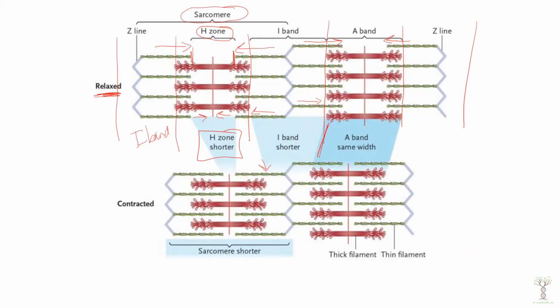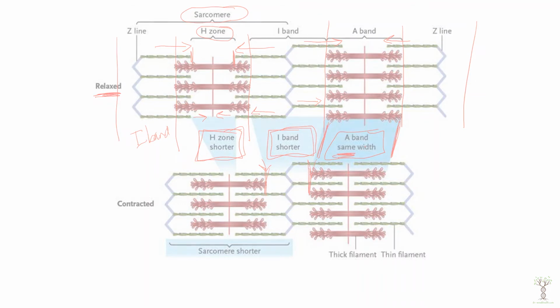Notice that the A band does not change. This is the length of the myosin proteins, and that doesn't change. So what changes is the amount of area of the sarcomere that is overlapping. So only the H zone and the I band will get shorter. The A band stays the same.